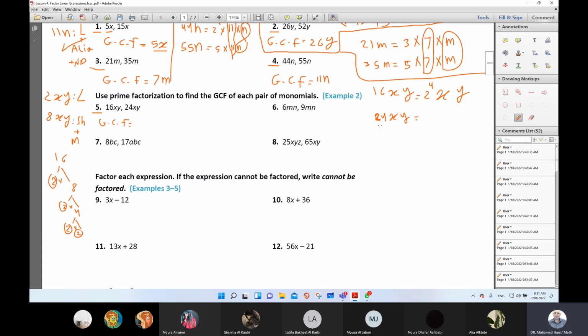And here 24 equal 3 times 8. 3 prime and 8 equal 2 times 4. 2 prime and 4 equal 2 times 2. So 2 exponent 3 times 3, then xy.